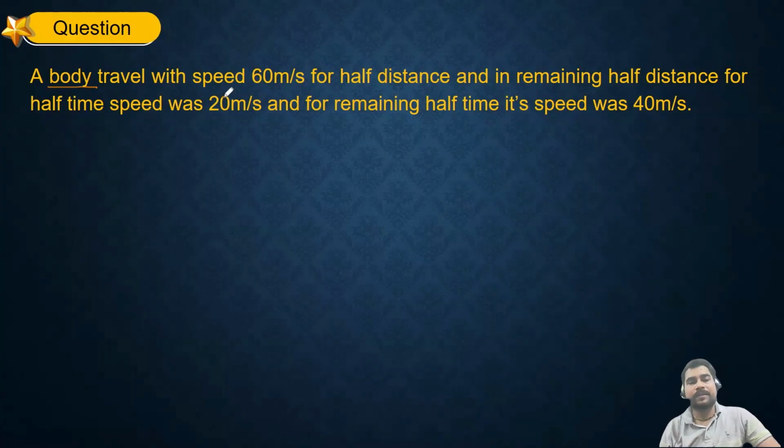The question is asking: a body travels with a speed of 60 meter per second for half the distance, and for the remaining half distance, for half the time its speed was 20 meter per second and for the remaining half time its speed was 40 meter per second. So this is really a good question. I want you to first pause the video and then try to solve it.